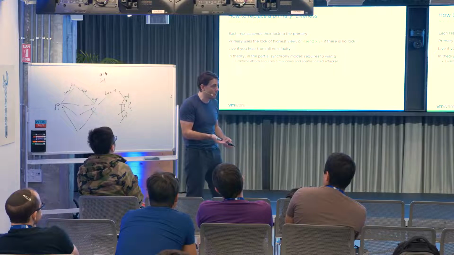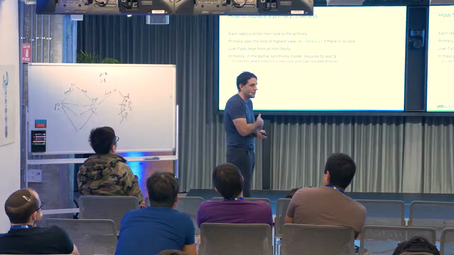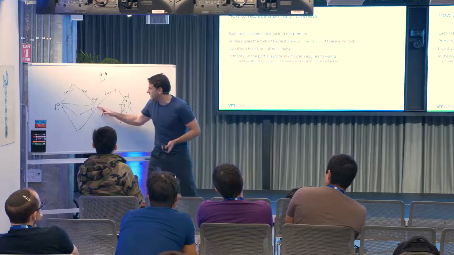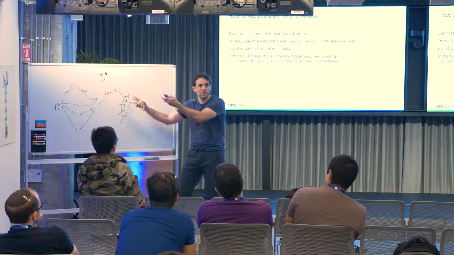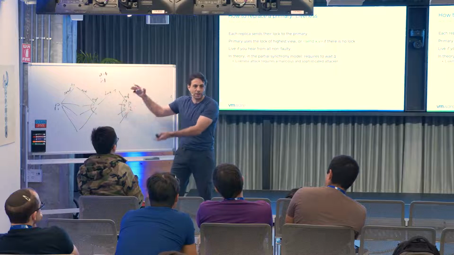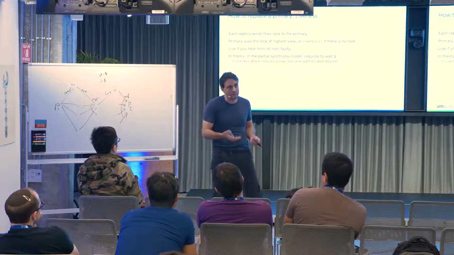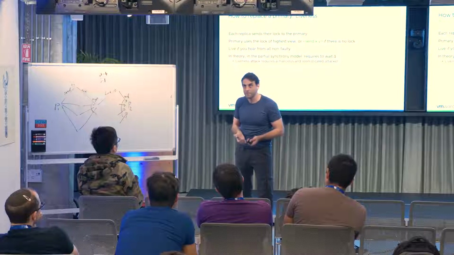So this is quite a pretty sophisticated attack. It's not something that will just happen randomly. It has to kind of have a malicious primary, send a lock to just one person, and this one person not be seen during the view change, and then it comes back to be seen. So it's not something that's going to happen every time, but at least in theory, it can.